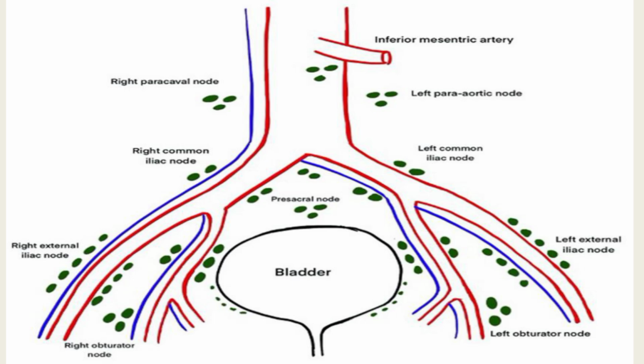This picture is showing the lymphatic drainage. Here you can see that lymphatic fluid from the bladder is draining into the external iliac, then internal iliac, then sacral lymph nodes. Multiple lymph nodes are present in the presacral area, and these external iliac and internal iliac lymph nodes further drain into the right paracaval lymph nodes and left para-aortic lymph nodes.